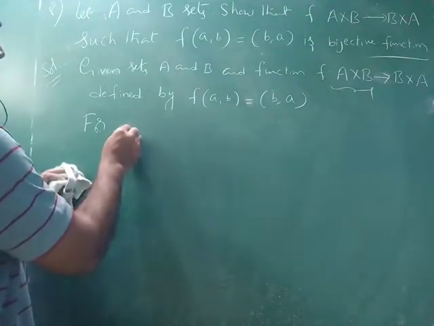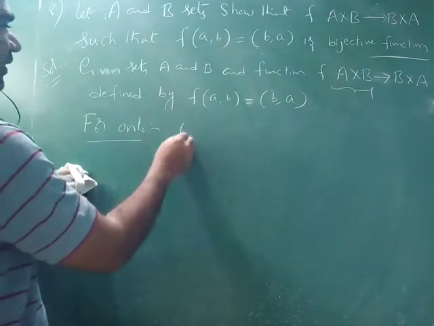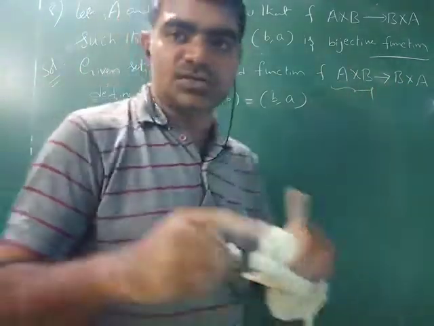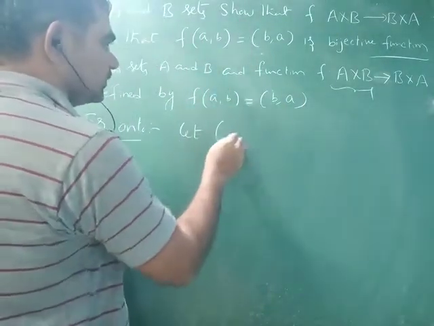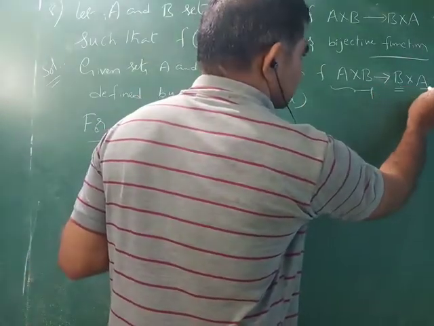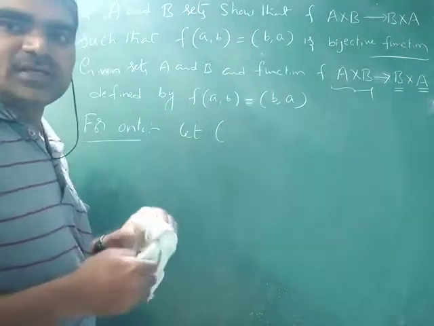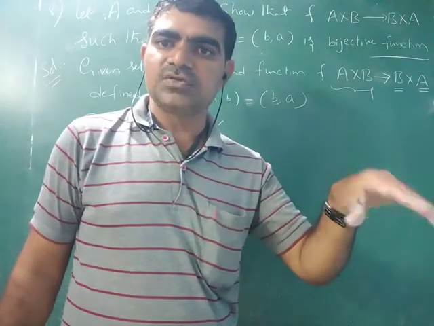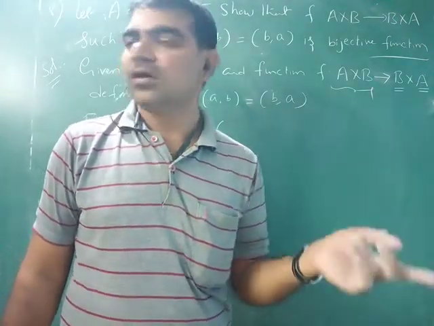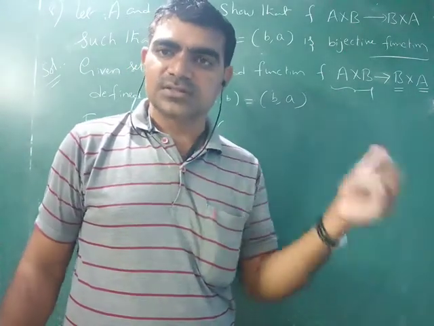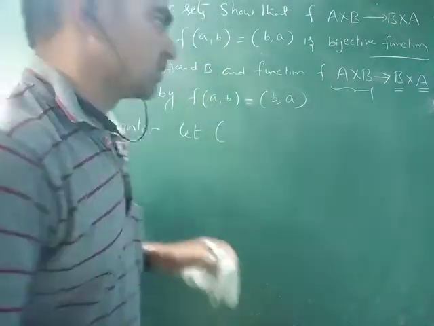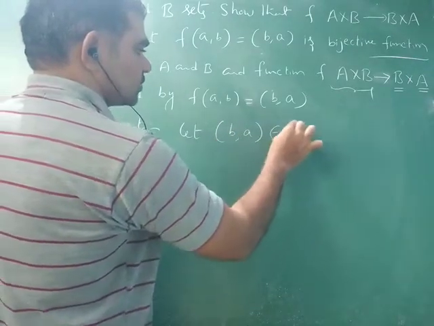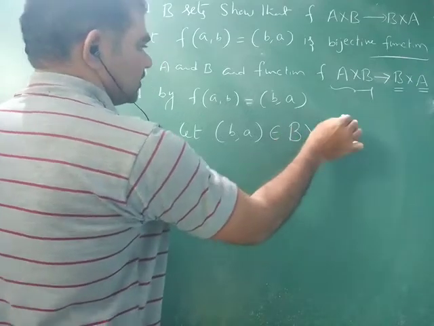For onto. Let, where we have to start? In codomain we have to start, right? In codomain. Codomain, which set is first? B is first. That's why I told you, when you are writing the Cartesian product, all the first elements should belong to the first set of the Cartesian product. All the second elements should belong to the second set of the Cartesian product, right? So let me take b comma a belongs to B cross A because it's a codomain.